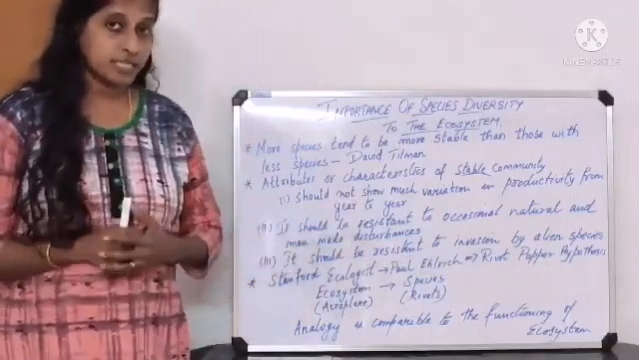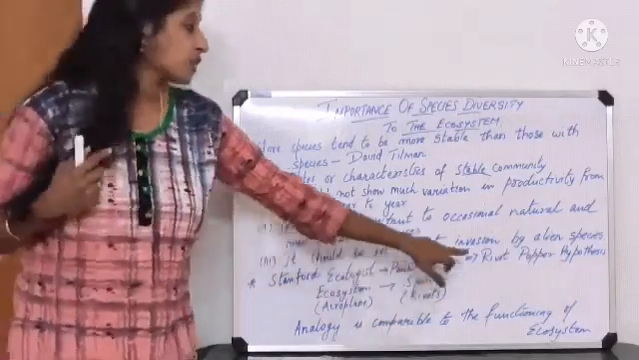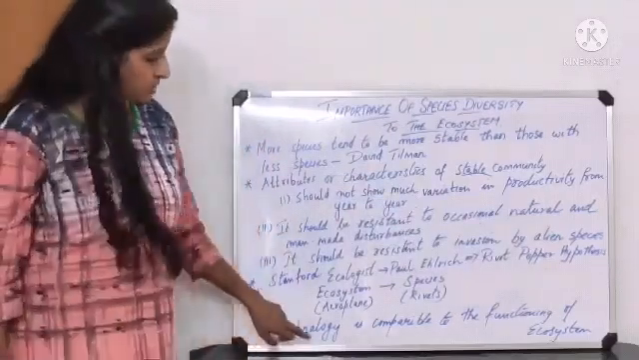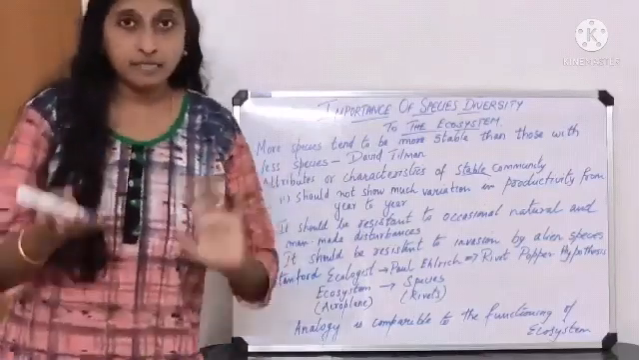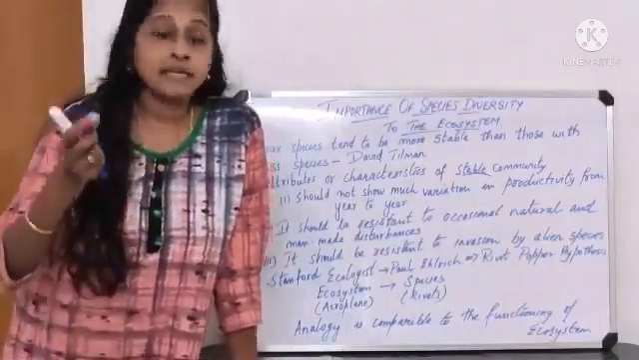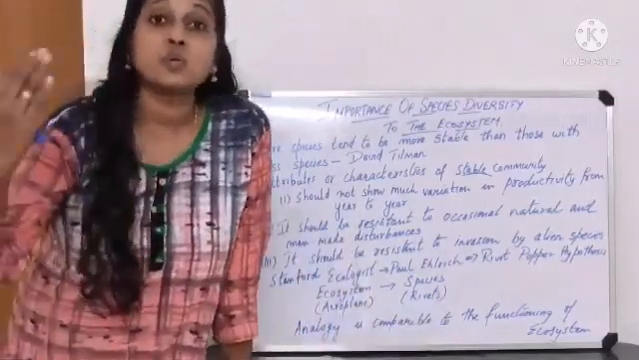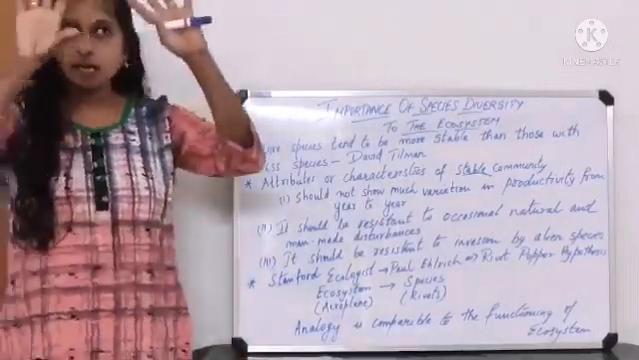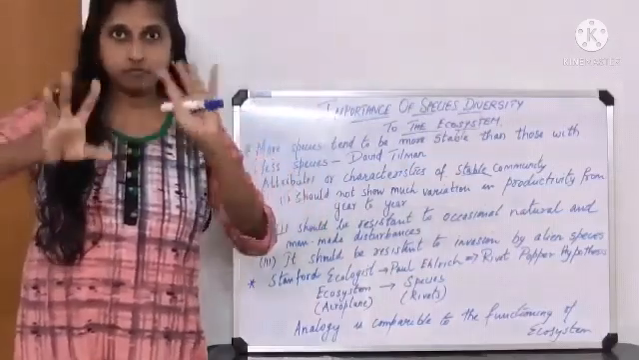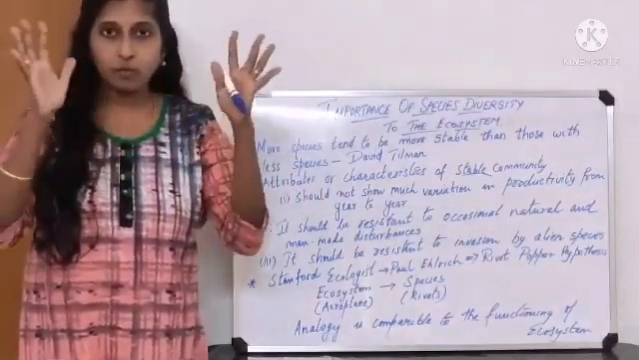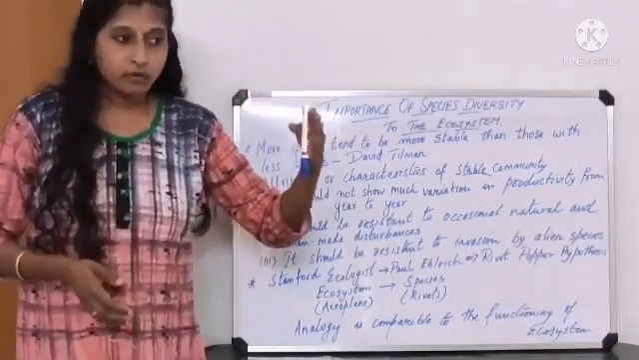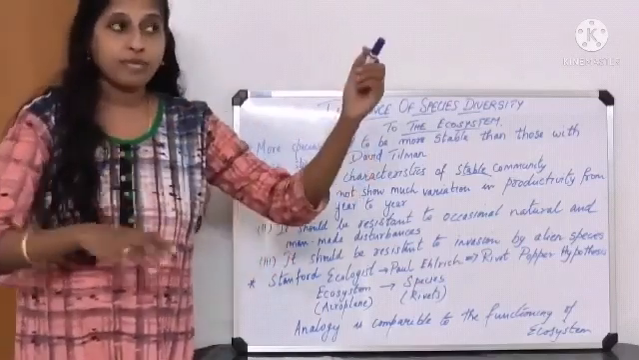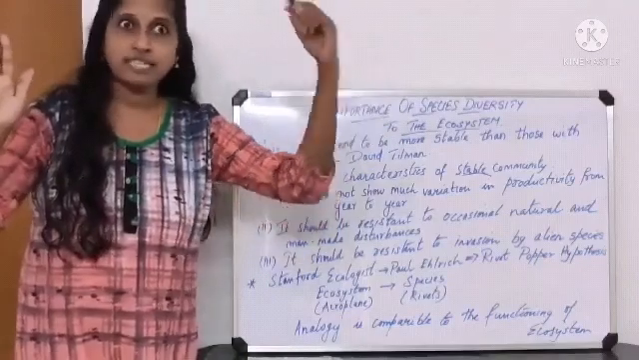Now this Paul Ehrlich has put forth a hypothesis called the Rivet-Popper hypothesis. What do you mean by this? He used an analogy. Analogy means comparison. He compared the functioning of an ecosystem to the working of an aeroplane. The ecosystem, all abiotic as well as biotic components, the whole setup, is equivalent to an aeroplane. So the ecosystem and the aeroplane are similar.